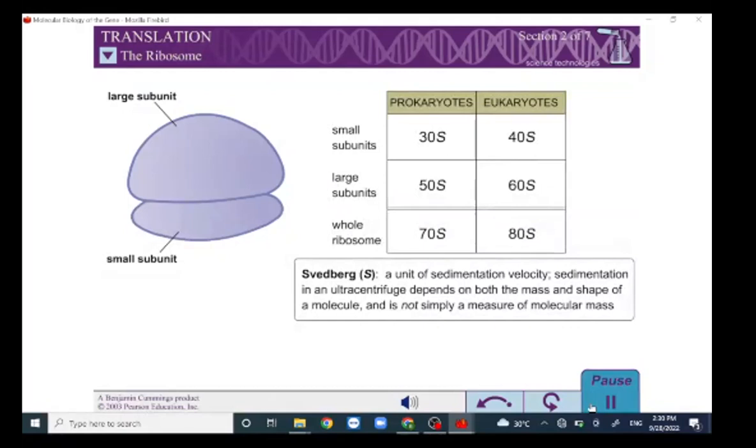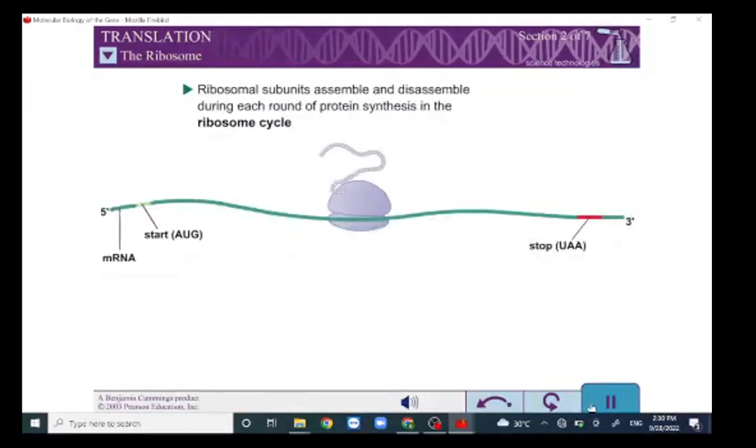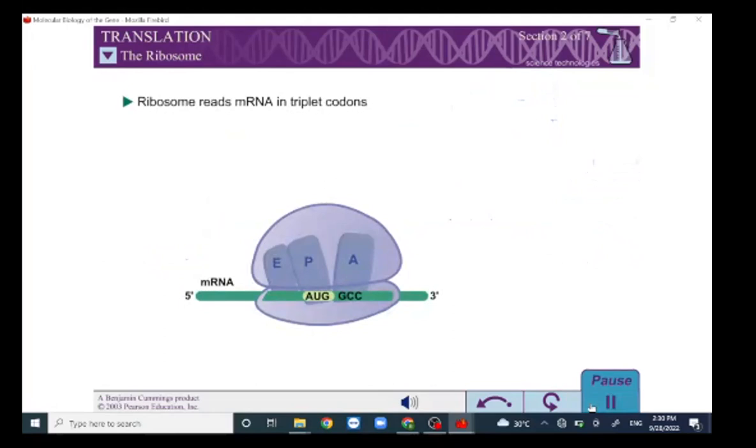It's not simply a measure of molecular mass alone, but takes the molecular mass as well as the shape into consideration. Next, the ribosomal subunits are going to assemble and disassemble again and again. This is called the ribosome cycle. You know that 4 high energy phosphates are required for this ribosomal cycle. So this is your start. At the start, you're going to have AUG, then GCC, and so on.